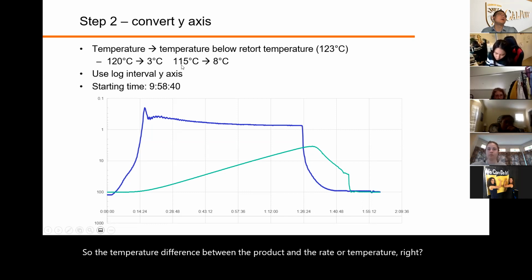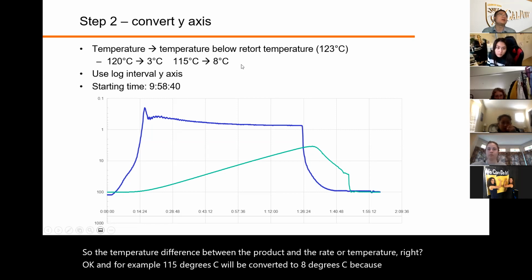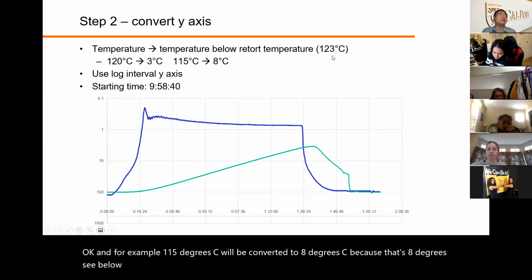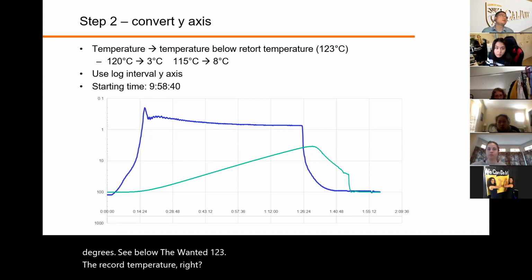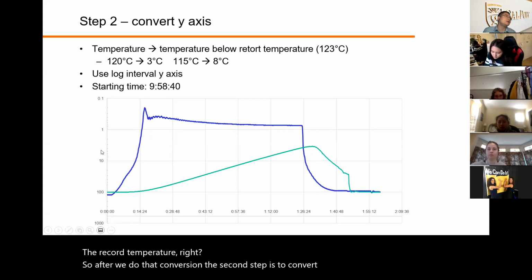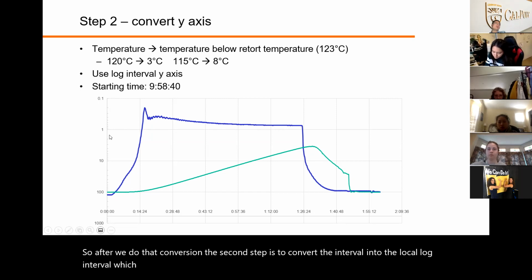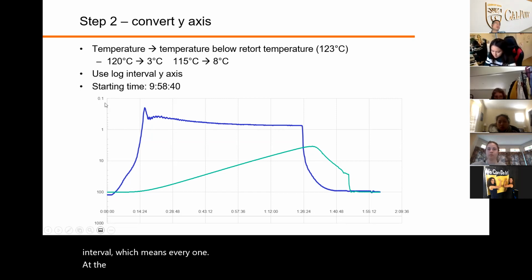Okay, and for example, 115 degrees C will be converted to 8 degrees C, because that's 8 degrees C below the 123, the retort temperature, right? So after we do that conversion, the second step is to convert the interval into the log interval, which means every one major difference is 1 log.